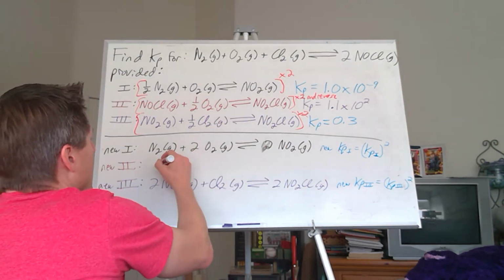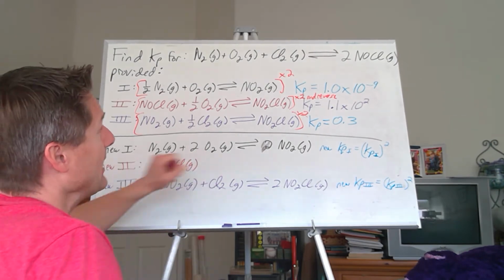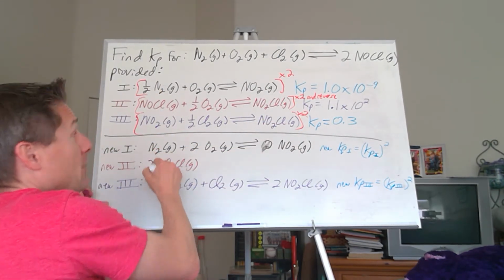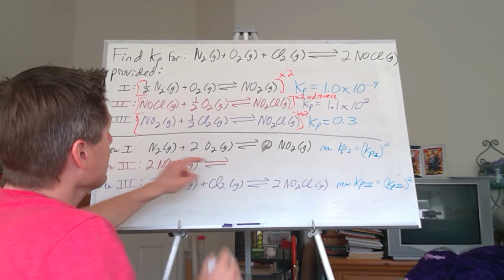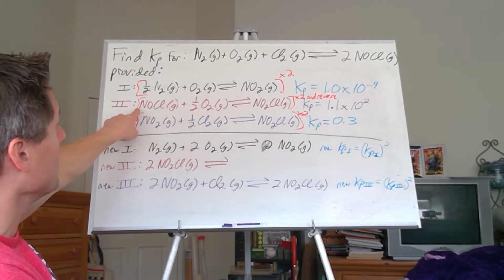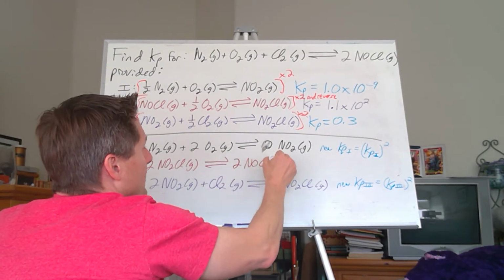So let's put our NO2Cl on the left-hand side, and I multiplied it by 2, so I need to put a 2 in front of there, right? Now on my product side, my reactants become my products, I'm going to multiply this by 2, so I'm going to get 2 NOCl there.